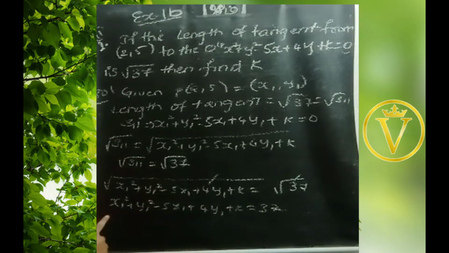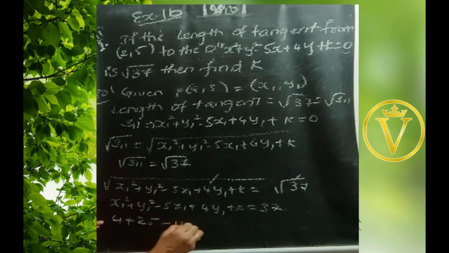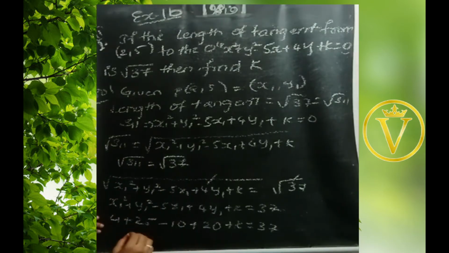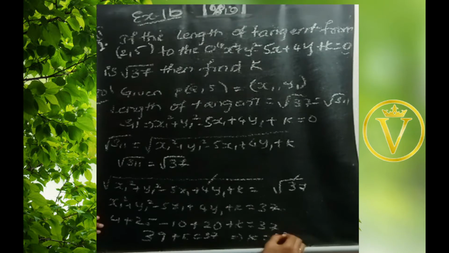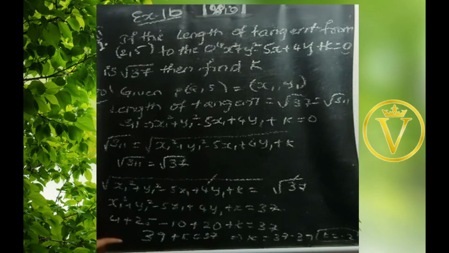Now substitute the values: 4 plus 25 minus 10 plus 20 plus k equals 37. So 25 plus 4 is 29, 29 plus 20 is 49, 49 minus 10 is 39. So I'll write directly here 39 plus k equals 37. So k equals 37 minus 39, that is k equals minus 2. So the value of k is minus 2. Now we'll go for another problem, that is the third Roman.